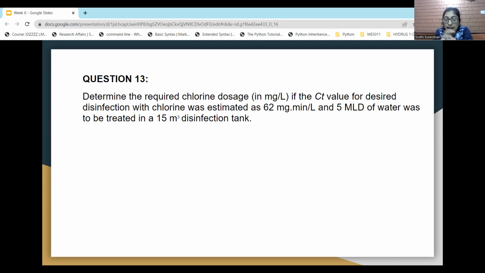And 5 MLD of water is to be treated in a tank of volume 15 meter cube. What is the chlorine dosage in milligram per liter? Again, this is a question you will be able to do if you are familiar with the units. If you play around with the units, you will be able to do this problem. So maybe give it a try and then we'll go into the explanation of this.